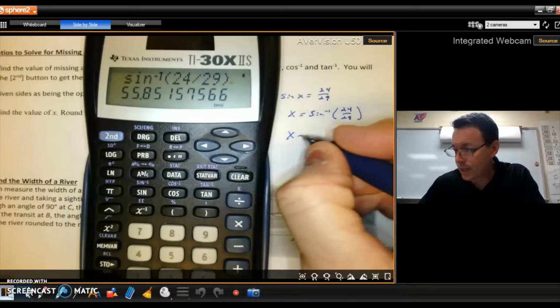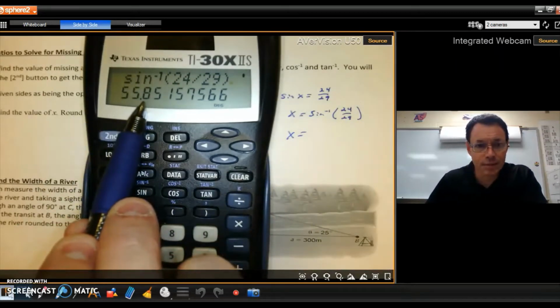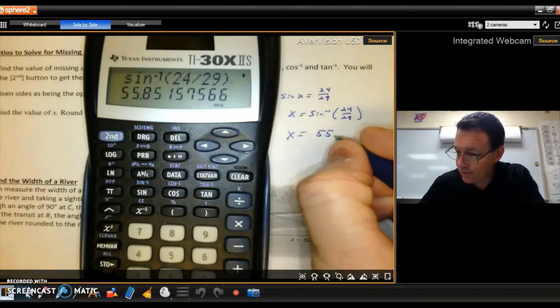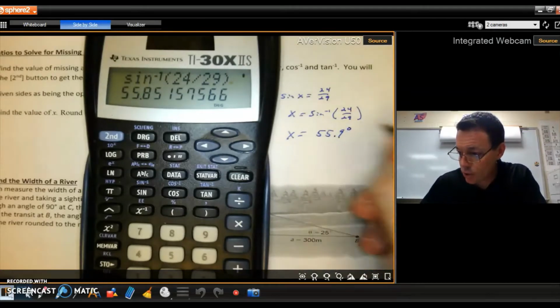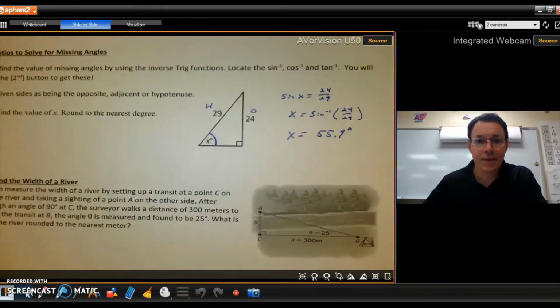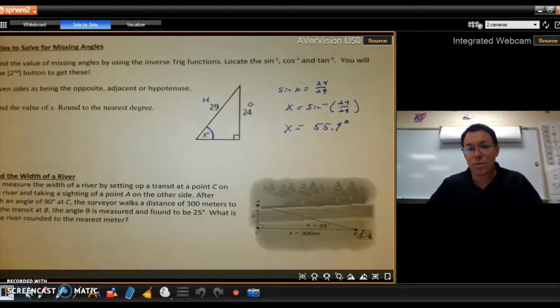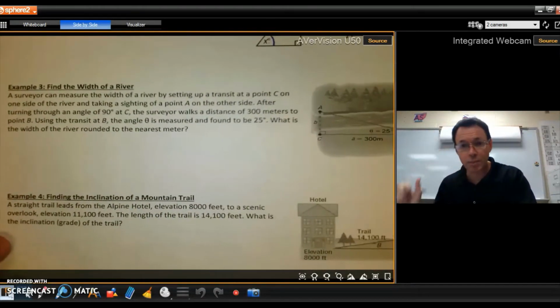X equals 55 point, we'll just call that 0.9. Okay, 55.9. Now, what did we find? We found an angle. This is a 55.9 degree angle, and that's our answer for that problem. Okay, so missing sides or missing angles, you can find either one. Now, once you know how to do that, you can apply this to some story problems.